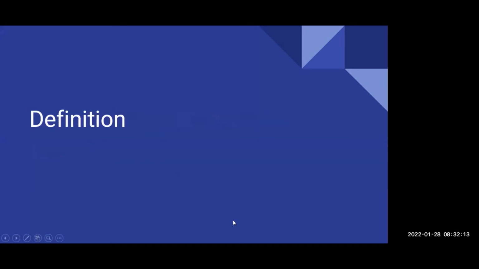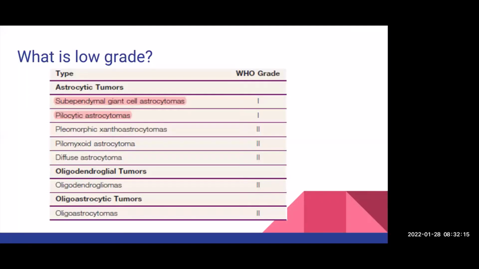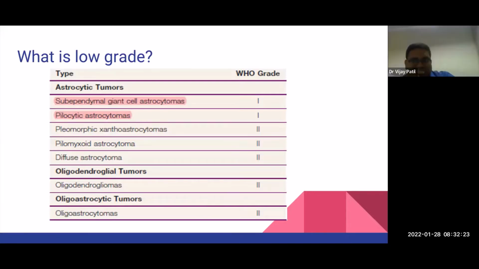Okay. So low-grade glioma. So what is low-grade? Last case presentation we discussed subependymal giant cell astrocytomas and pilocytic astrocytoma. Those are classically grade 1. Pleomorphic xanthoastrocytoma, pilomyxoid astrocytoma, and diffuse astrocytomas are grade 2 tumors. Oligodendrogliomas are also grade 2 tumors.